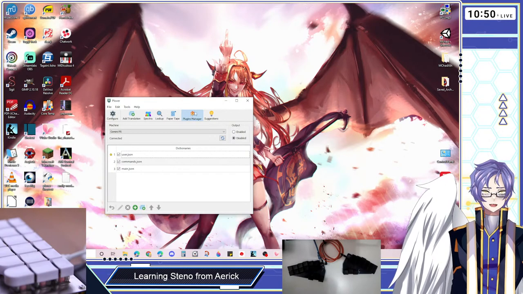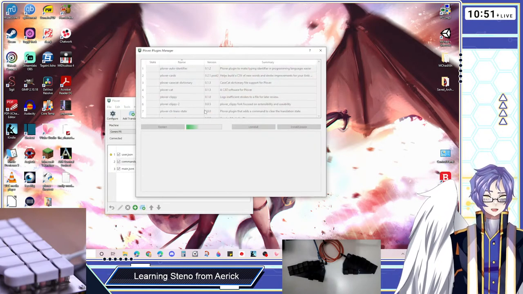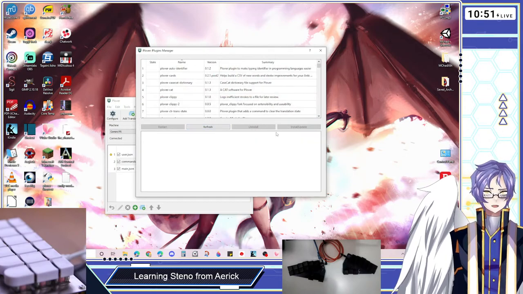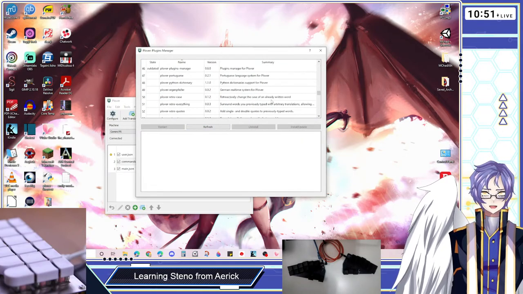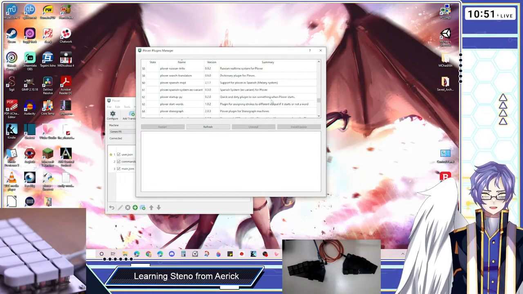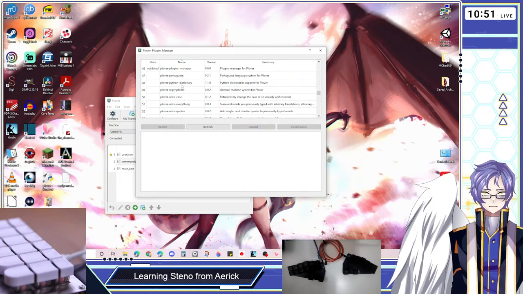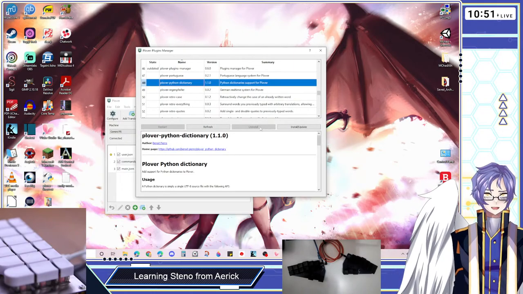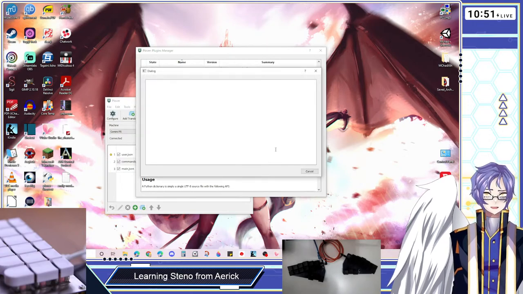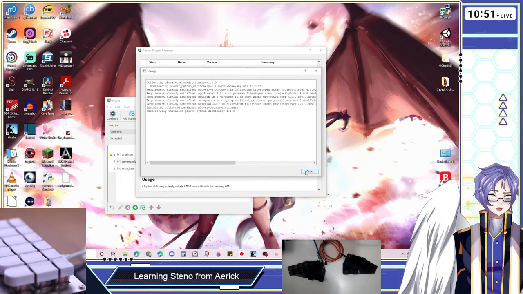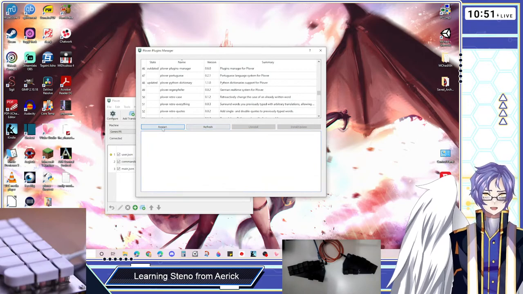So we have to get that plugin. So I go to plugin manager, is it? Yep. And then scroll down to Plover Python dictionary. This one. Yep. And then install. Install. All right. Close. All right. Restart. And then restart.